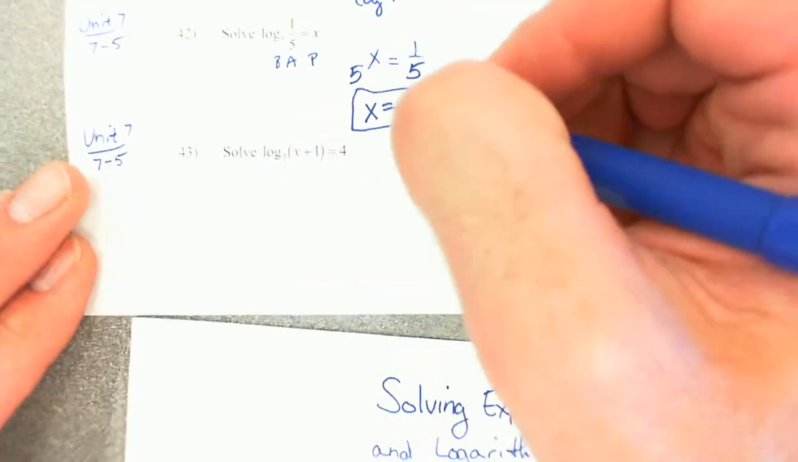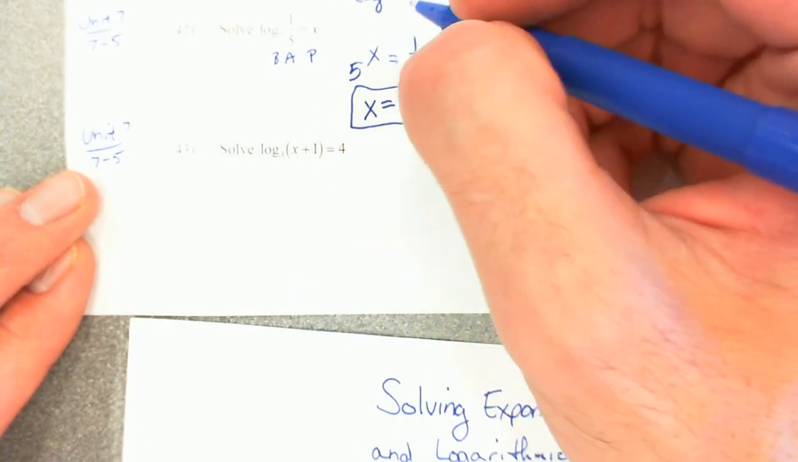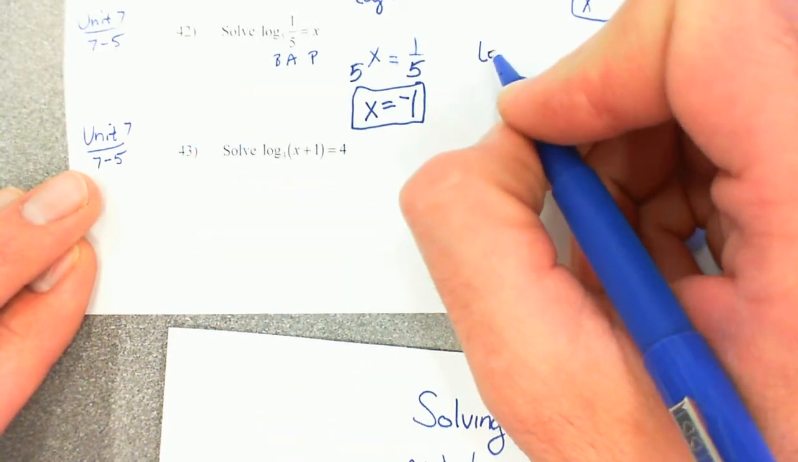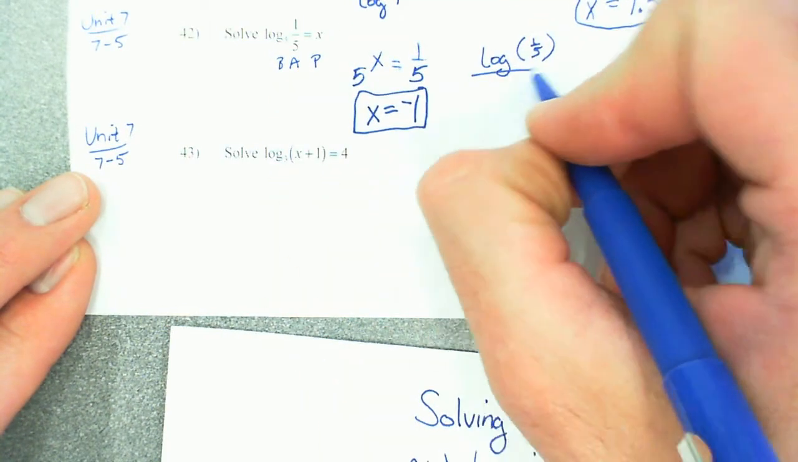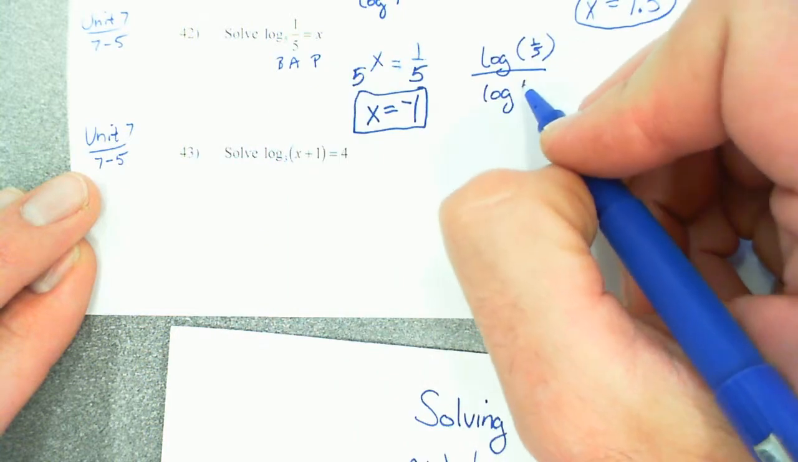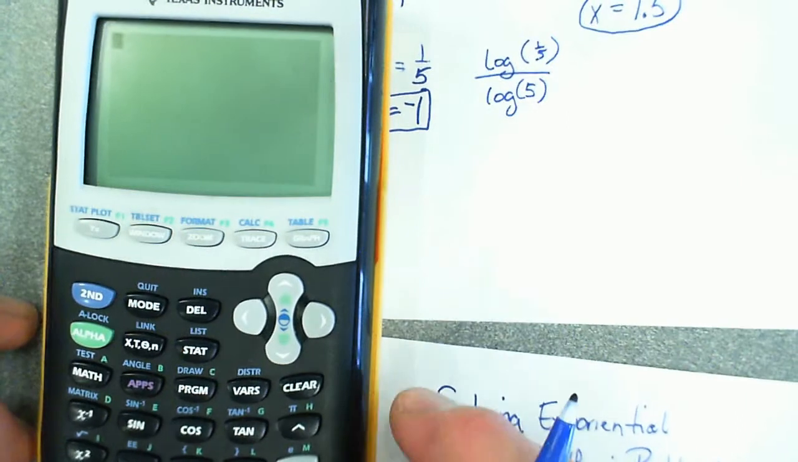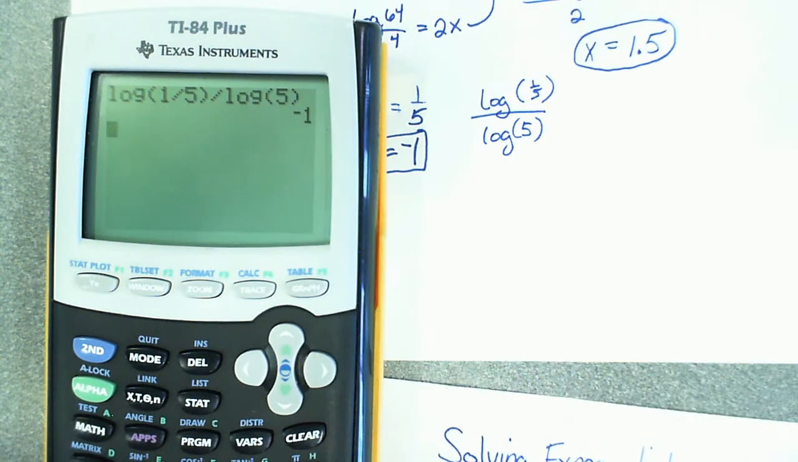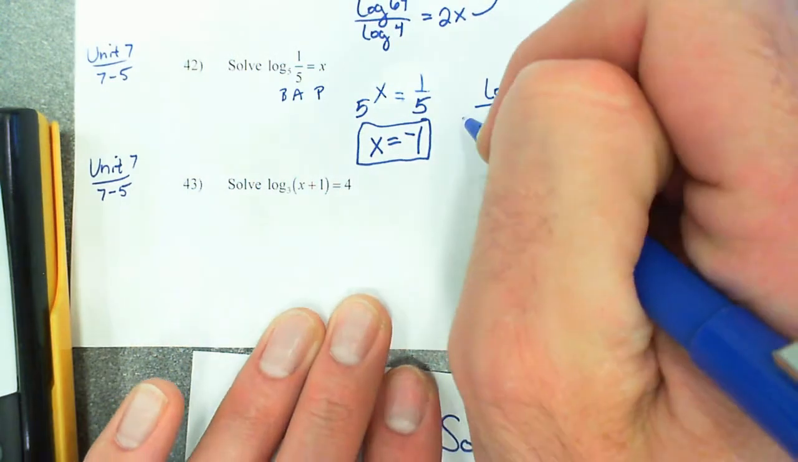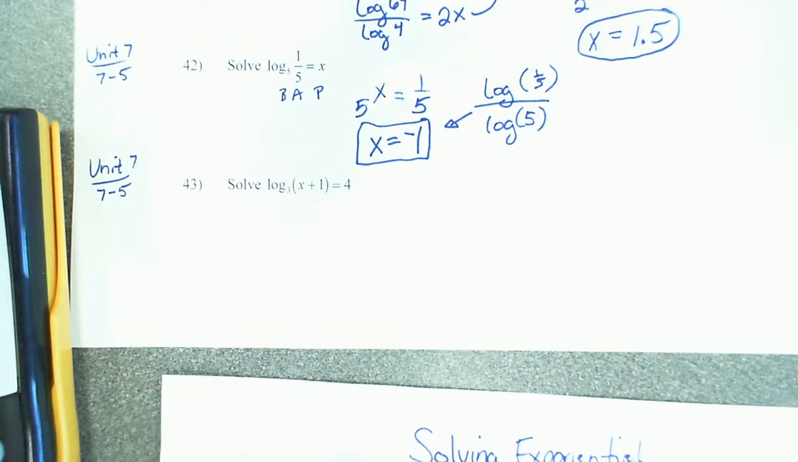Now, what you could do is use the change of base formula here as well. Let's try that. You can do the log of what you're taking the log of, which is 1/5, and divide that by the log of your base, which is 5. And you should get -1 this way as well. So let's see if we do. We have the log of 1 divided by 5, divided by the log of 5, and let's see what we get. We get -1. So both ways we get -1 as the answer.